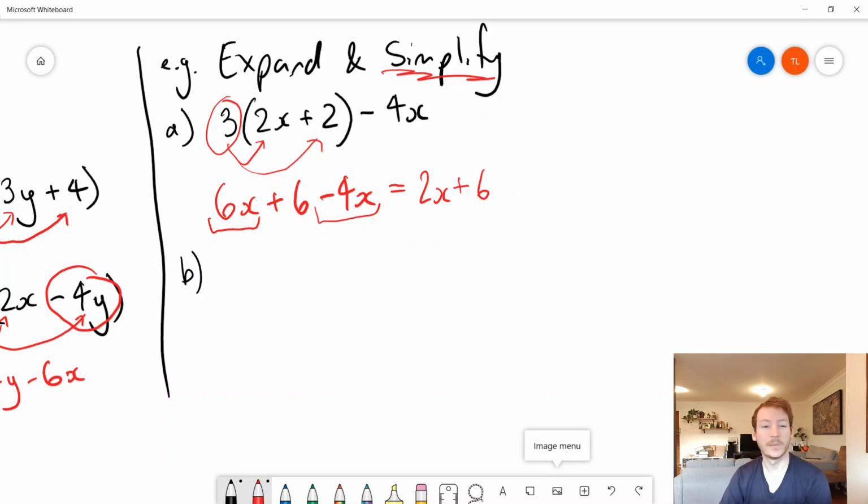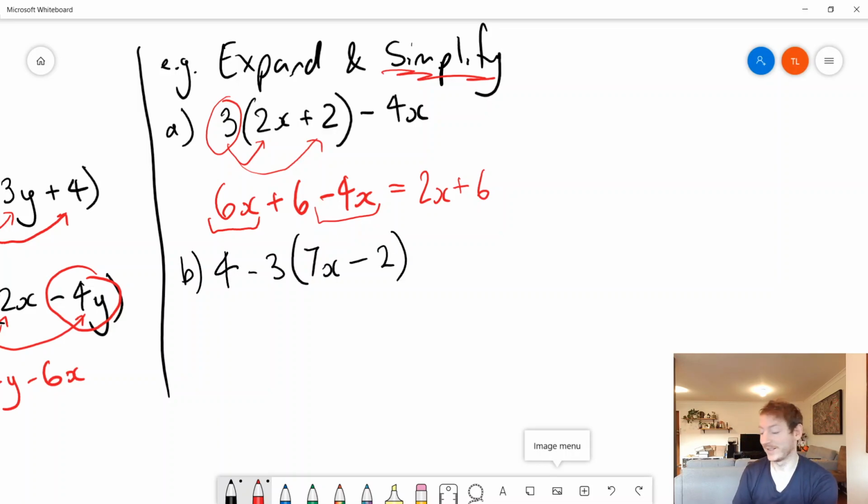Alright, now this one's going to be a bit next level. There won't be many questions like this, so if you don't understand it, you can come into the Zoom conference and ask for some help, but also don't worry too much as there's not going to be a lot in there. So 4 minus 3(7x - 2). Now, you can see this has got quite a few components to it. Lots of different ways I can do it.